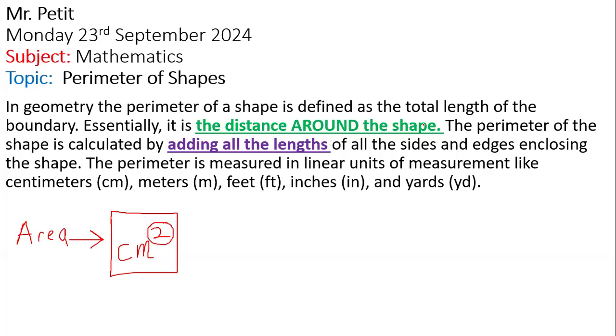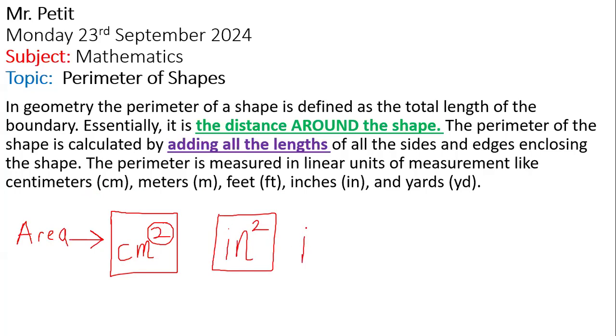So that means that we're looking at a two-dimensional measurement, right? But meters, centimeters, feet, inches, those are one-dimensional measurements. That's why perimeter is just a one-dimensional or linear unit of measurement. And then we could also do inches squared. So inches squared is also area. So you do not write inches squared for perimeter. You only use that for area.